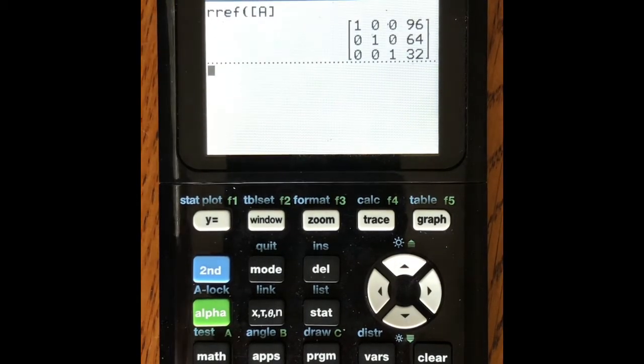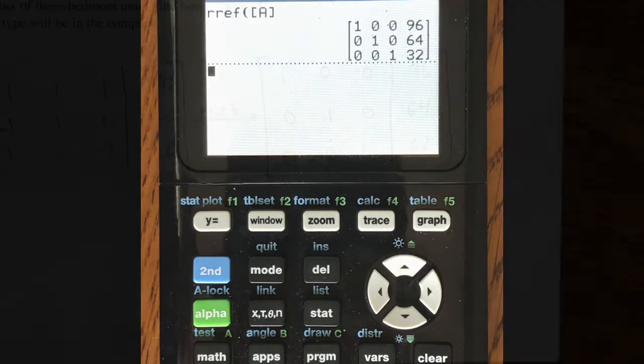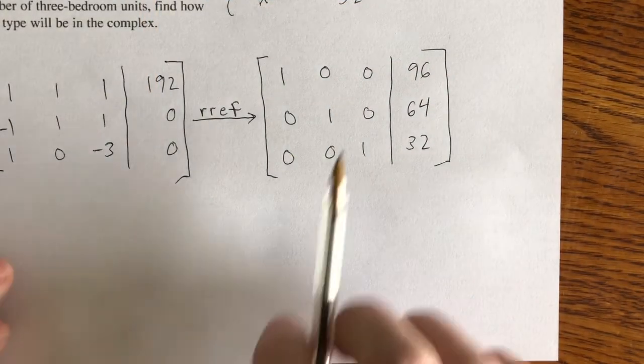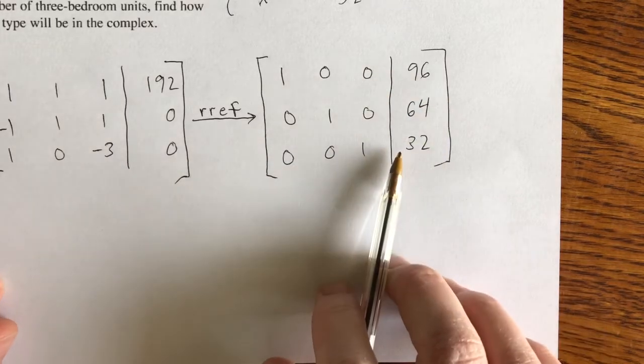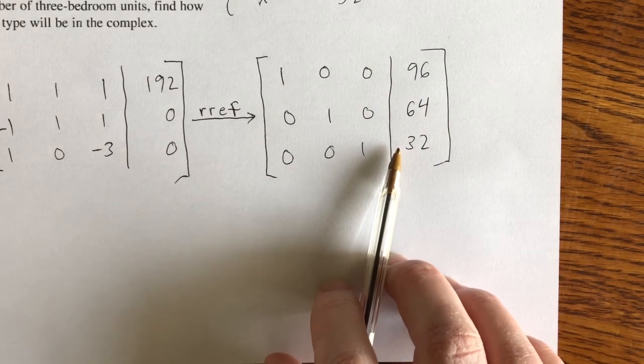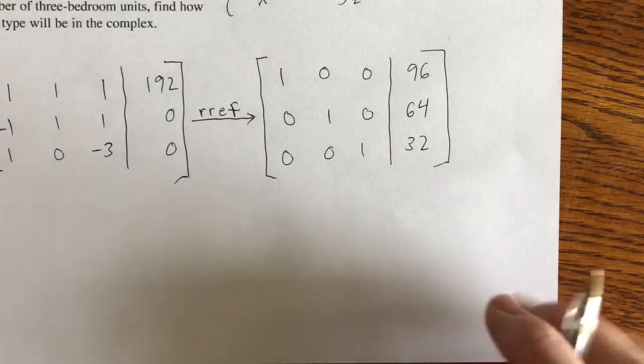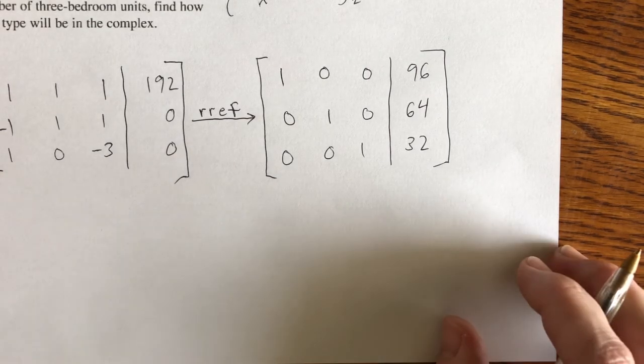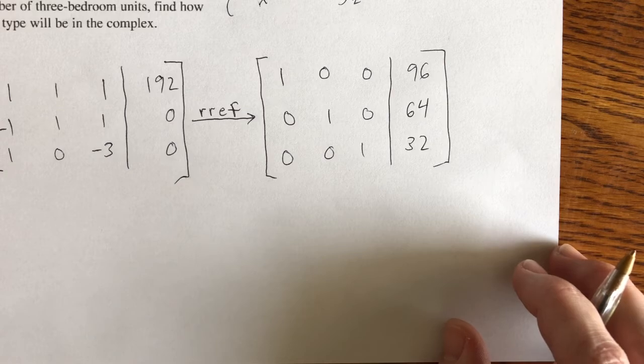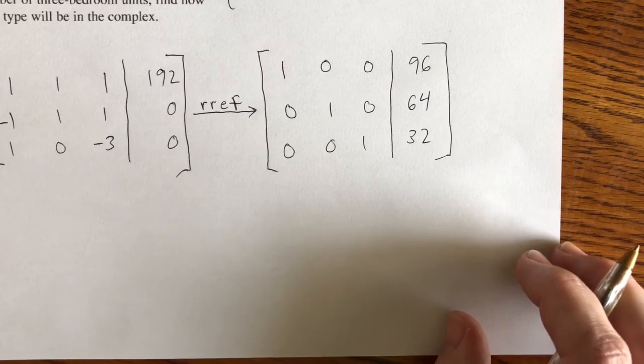So now I'm going to take this information and put it on my paper. All right, so we now have our final matrix. It is in row reduced echelon form using this function of our calculator. So let's finally answer the question, because this is a word problem. So let's make sure we're answering the question or questions that are being asked.